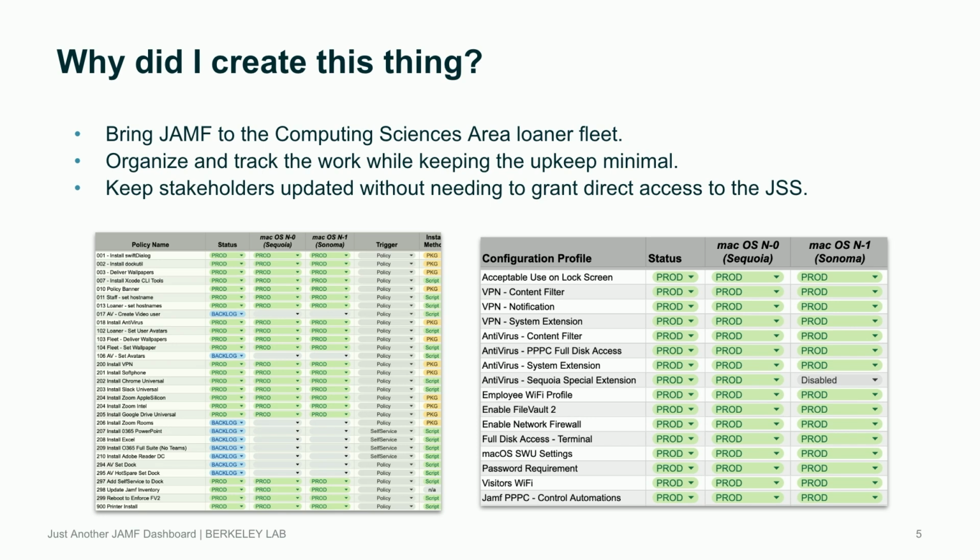So why did I create this? Well, part of the job really was to bring JAMF into the loaner fleet for the computing sciences area. Now, most of the time through the year, we deploy maybe 2 to 4 loaners a month. It's really not that much. However, we're a research division, and kind of especially being attached to Cal, we have a summer research program. And so during this period, we may be deploying anywhere from 5 to 20 laptops a week for 3 weeks.